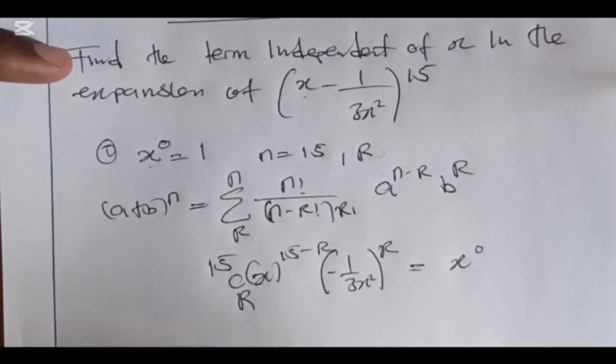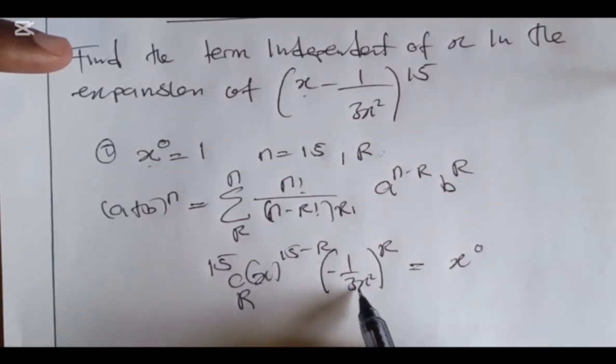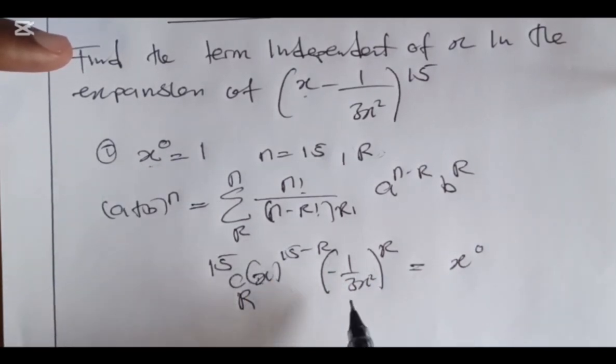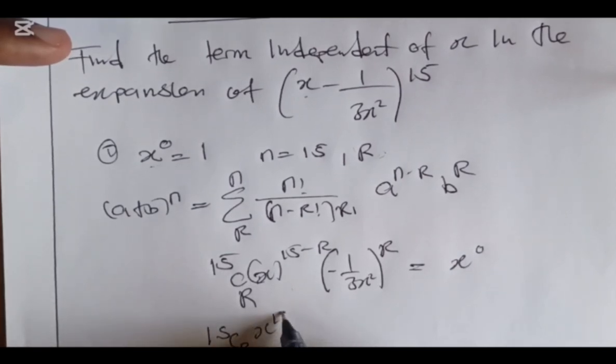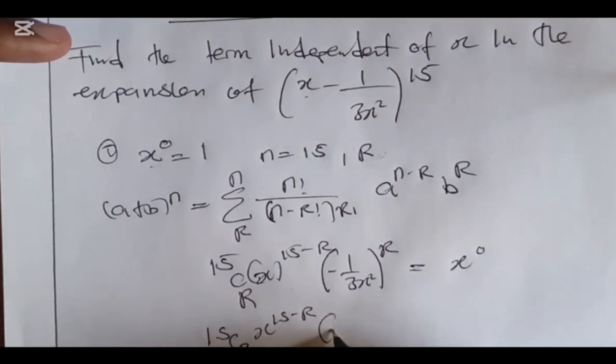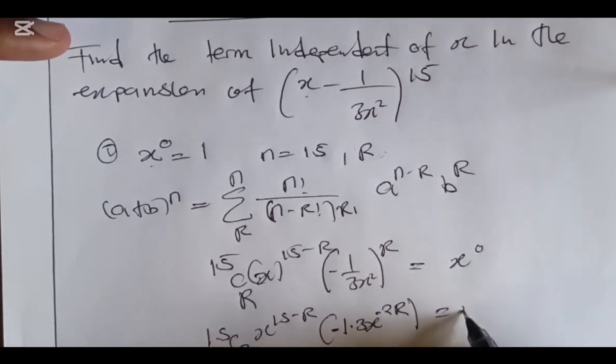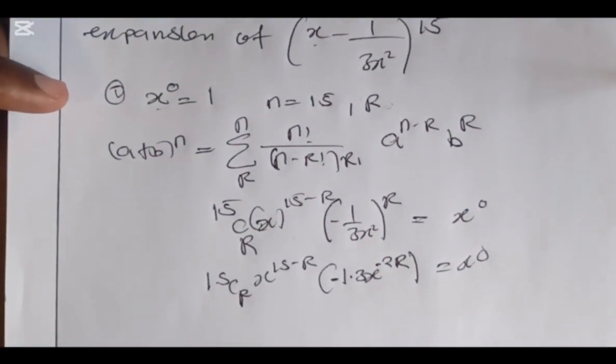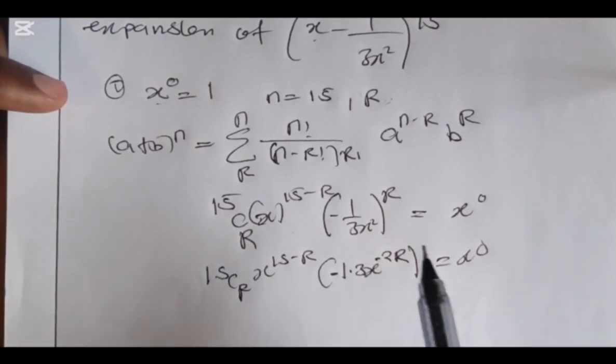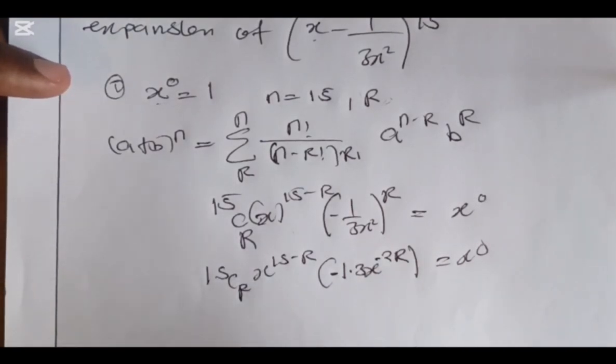Okay, so now what we are supposed to do is to find r. From the basic principles of indices, what we're going to do is to reverse this into a negative index, 3x to the power negative 2, so that we can have x and x as numbers without fractions. So this will now be 15 choose r, then x to the power 15 minus r, then negative 1 times 3x to the power negative 2, all raised to the power r, equals x to the power 0. Hope we are following here. Then what we can do now is compare the coefficient of x by applying laws of indices.